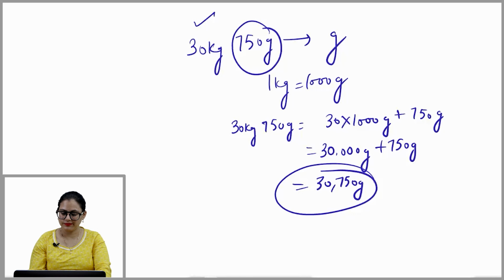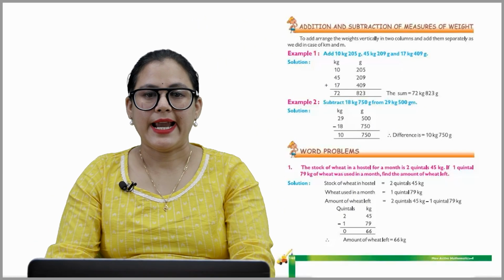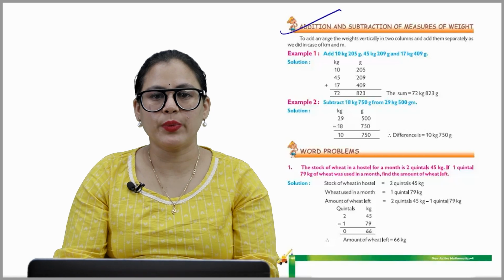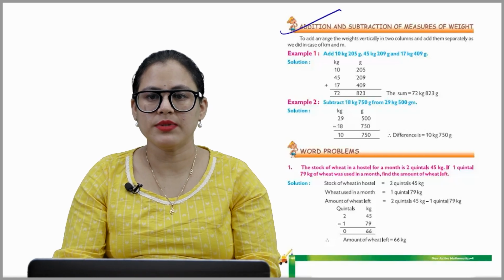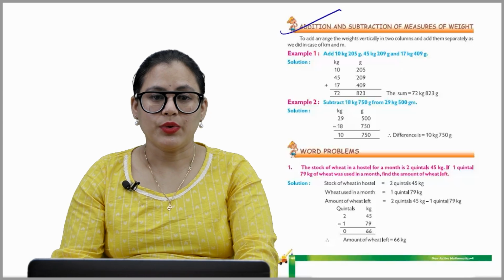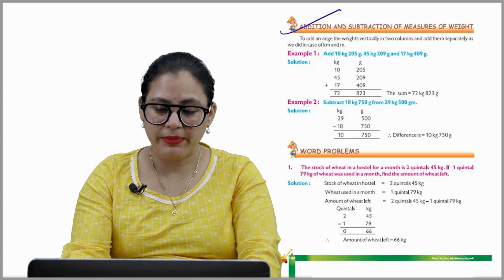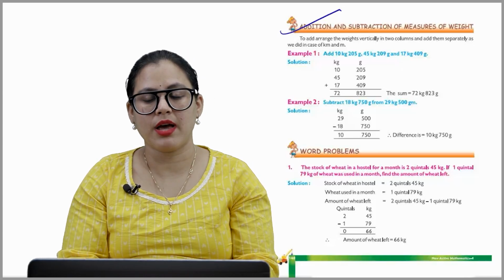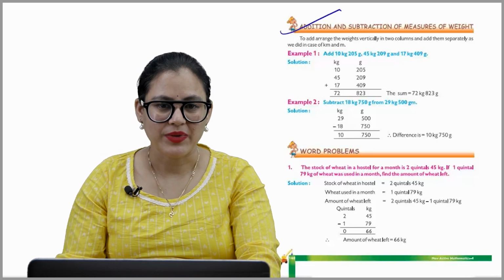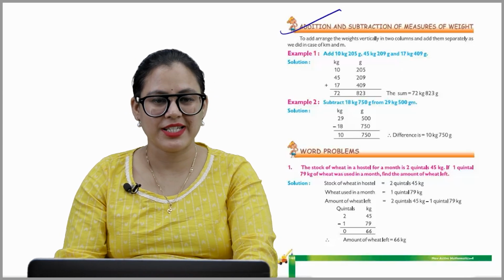Okay. Addition and subtraction of measures of weight. We arrange the weights vertically in two columns and add them separately as we did in case of kilometer and meter. Example 1. Okay, so first we'll make two columns, one for kilogram and one for gram, and then we'll add as we add ordinary numbers. Okay, similarly we'll subtract, right?